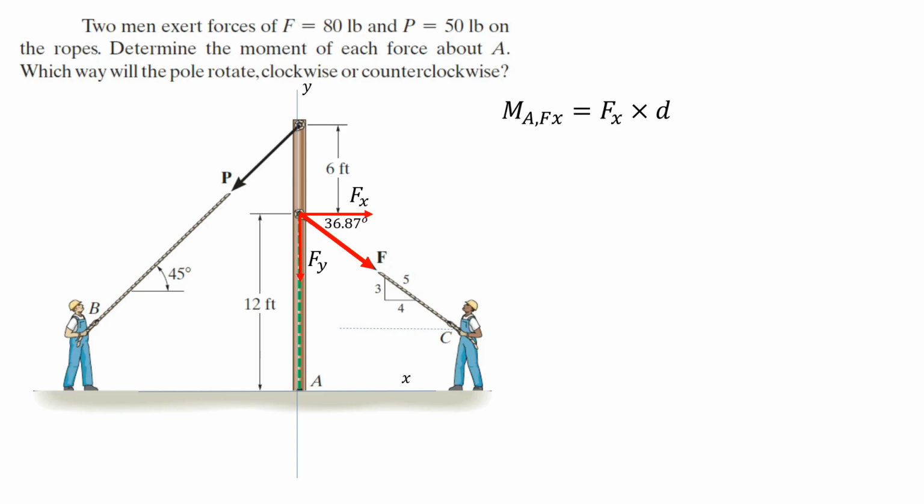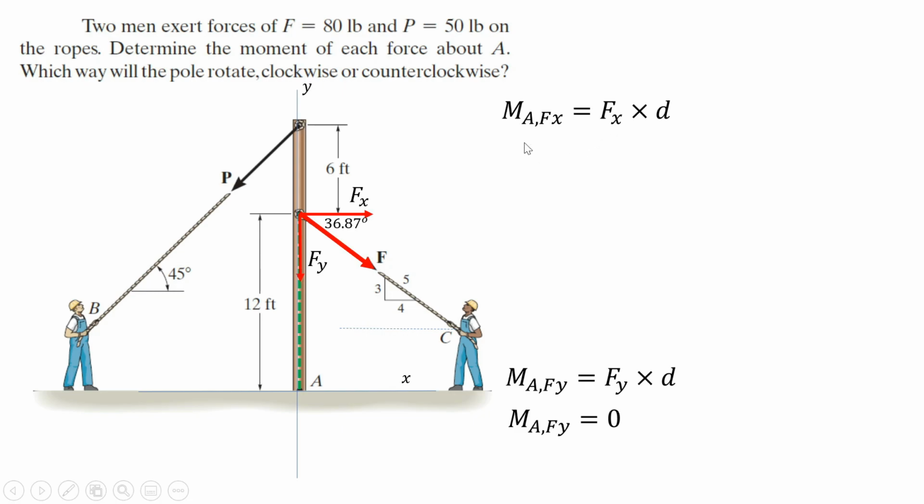So let's solve now. We have the moment due to Fx, which is Fx times the moment arm, and the moment of Fy, which is Fy times the moment arm. If we look again, Fy is parallel to our moment arm, so this is also 0. So we will just solve again for the moment due to Fx.